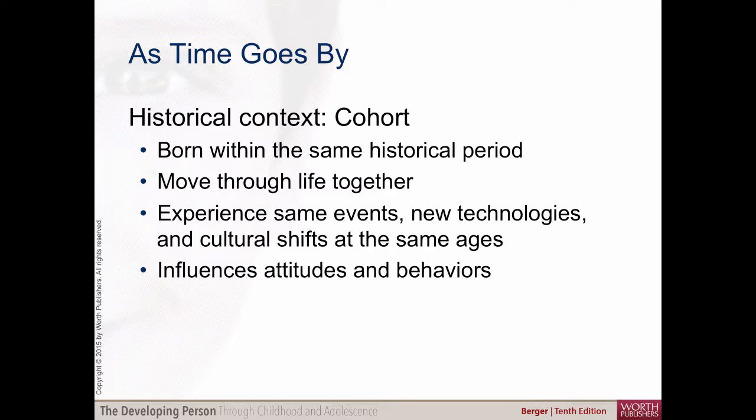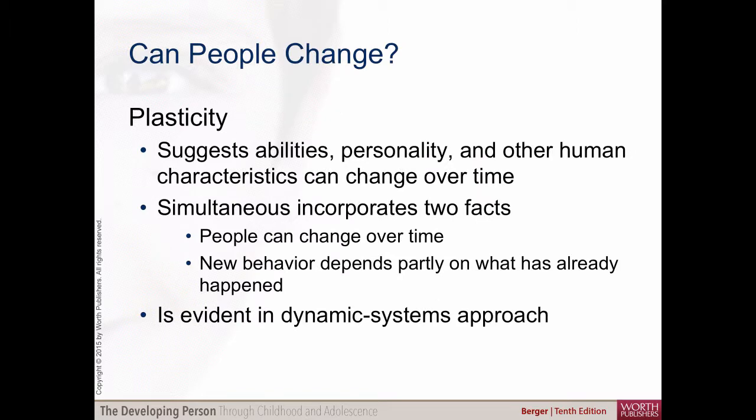Then there's the historical context, which is our cohort. You're born within the same historical period. You move through life together, experience the same events, new technologies, and cultural shifts at the same ages, and it influences attitudes and behaviors. And can people change? Any human behavior has multiple causes, and plasticity is possible, especially in the early years, but also lifelong. It's particularly evident during childhood, but change is possible throughout life.